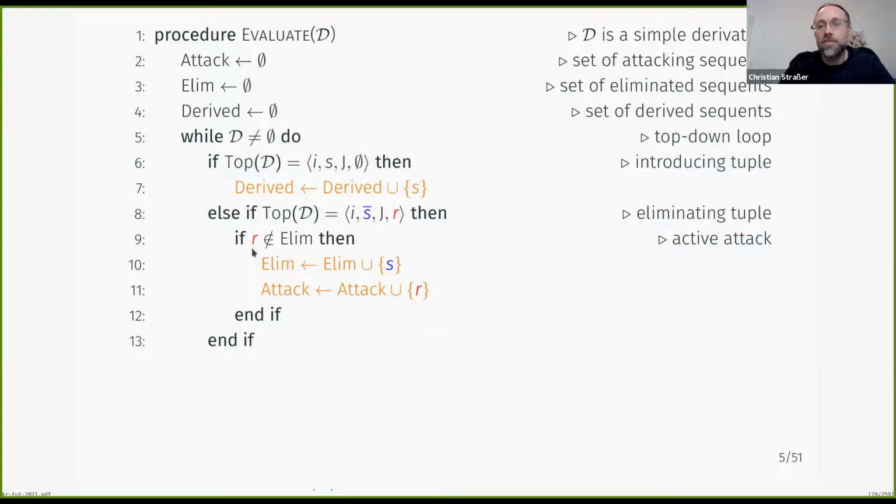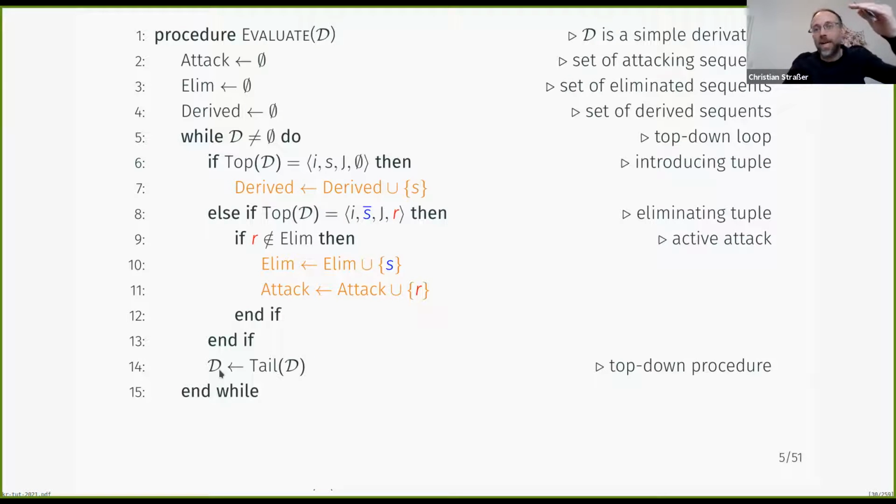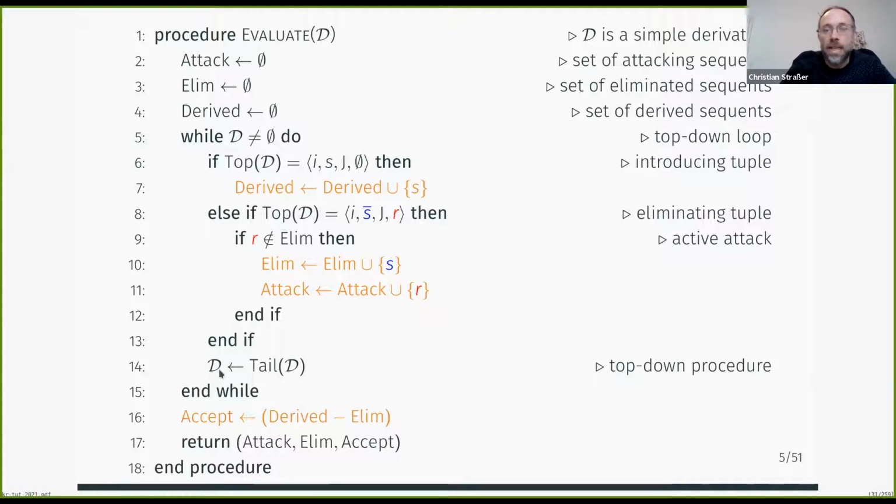This is an inactive attack. Okay, and then the procedure moves on to the next line of the proof. So from line 9 to line 8, etc., until we reach the last line of the proof. Then we determine what is accepted actually in this proof.